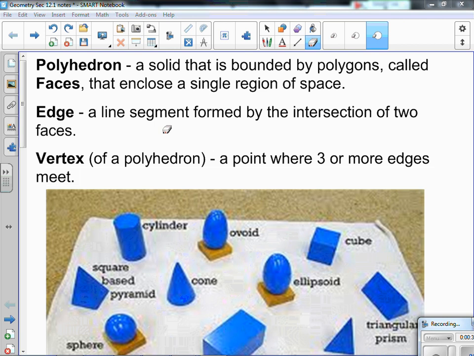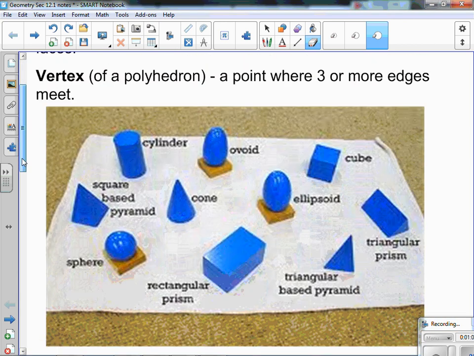An edge is going to be a line segment formed by the intersection of two faces. So where two of those polygons come together and meet, they're going to make an edge. And then the vertex in a polyhedron is going to be a point where three or more edges meet. So basically an edge is two faces or two sides coming together. Vertex is three edges coming together.